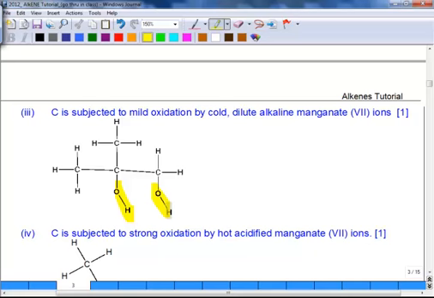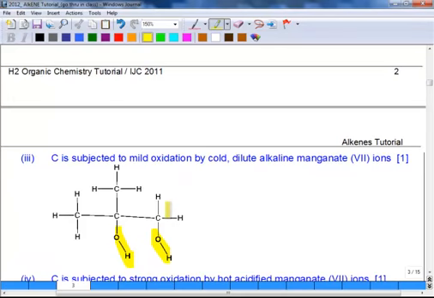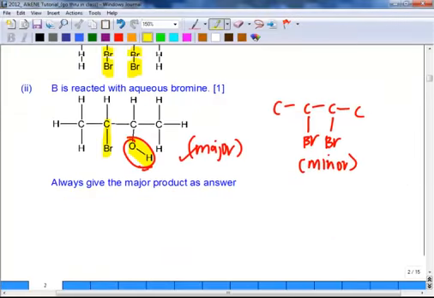So this part, ensure you draw out the bonds because it is displayed. Yihui, please pay attention. Next part, am I going very fast? No. Still manageable? Yes. Okay.